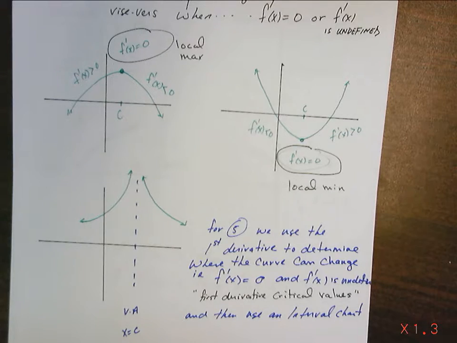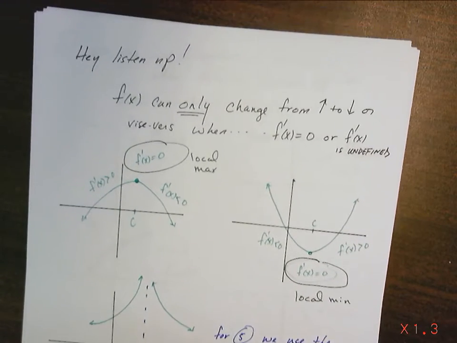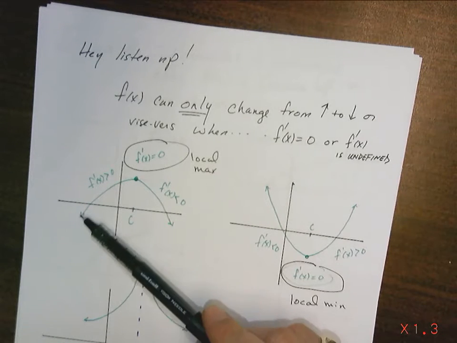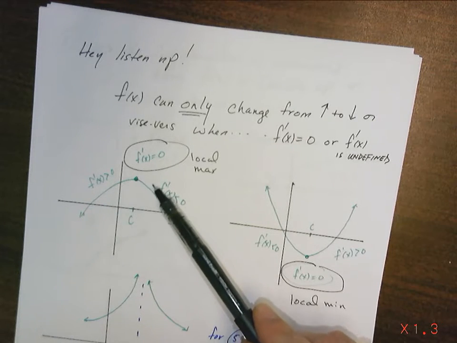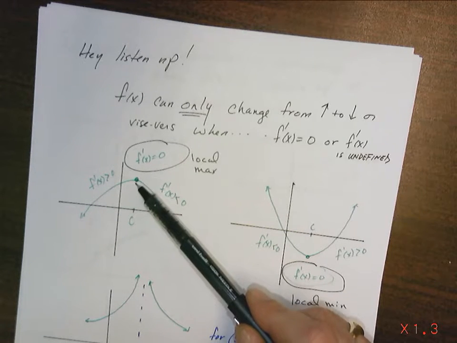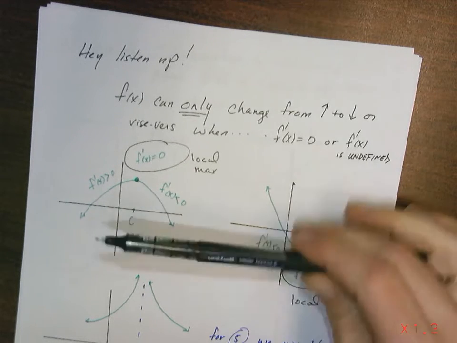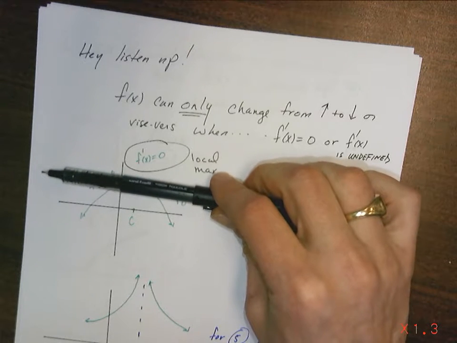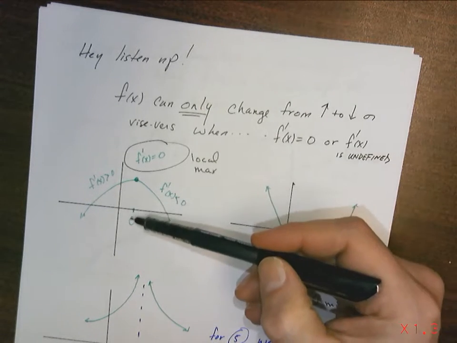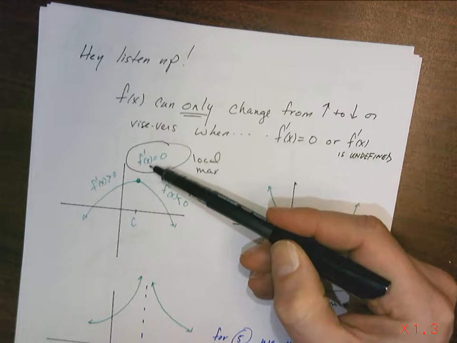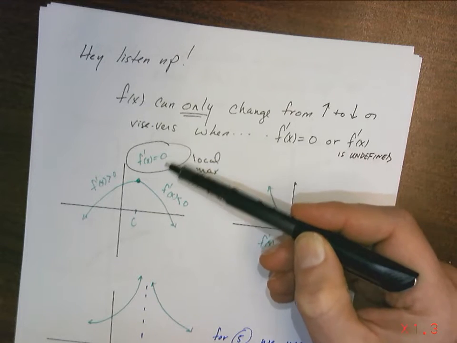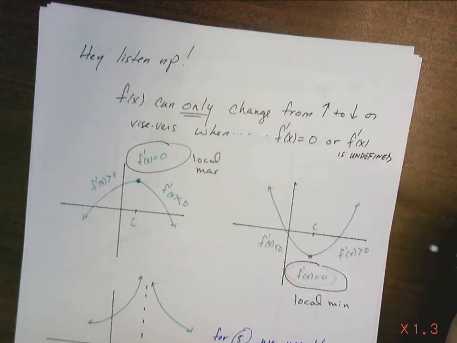Question: where can a function change from increasing to decreasing or vice versa? If I go from increasing to decreasing, I've gone from positive to negative, so I must go through 0. At this point, the slope of the tangent is horizontal. Therefore, the slope equals 0. If I want to know this value of c, I take the derivative, set it equal to 0, and solve for x. That value is the c value.